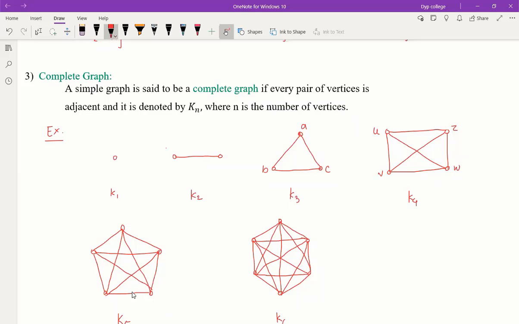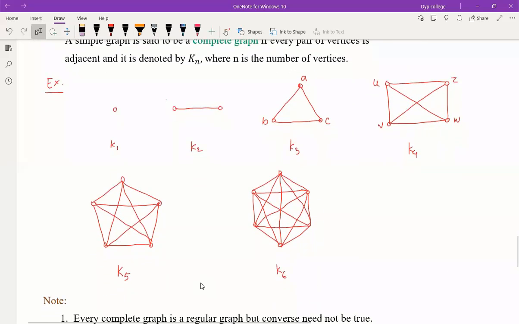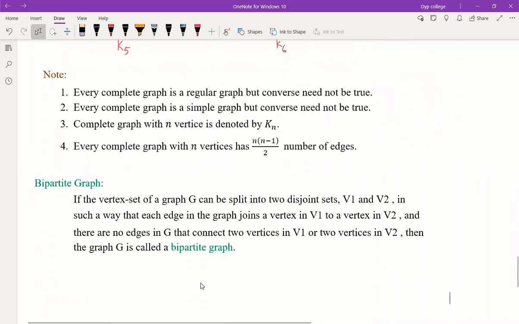Similarly, this is a complete graph with the 5 vertices and a complete graph with the 6 vertices. So like that, we have the complete graph. Okay. Now, there are some notes related to the complete graph. The first note. What is the first note on the complete graph?